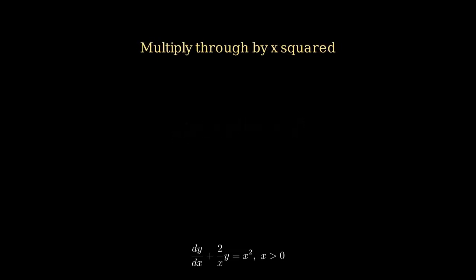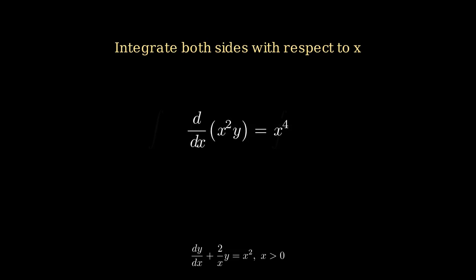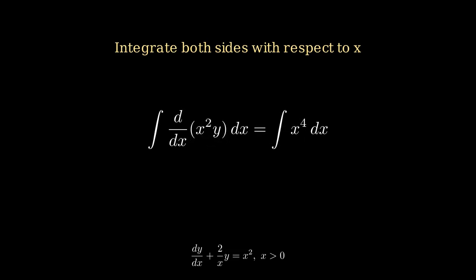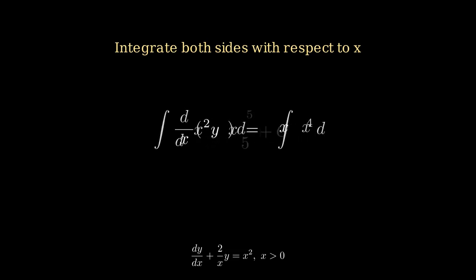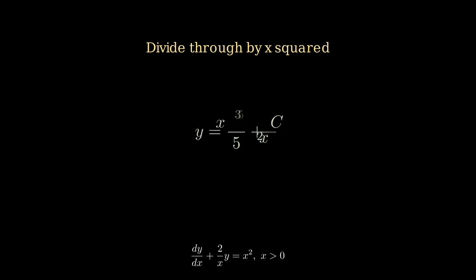Multiplying every term in the equation by x squared makes the left-hand side into the derivative of x squared times y. Now we integrate both sides with respect to x. This gives x squared times y equals x to the power of 5 divided by 5 plus a constant which we call capital C. Dividing everything by x squared gives our solution. Y equals x cubed divided by 5 plus capital C divided by x squared.